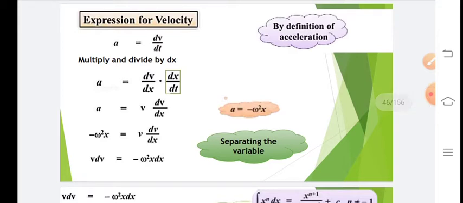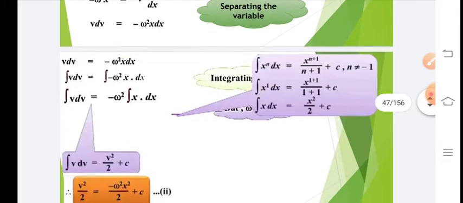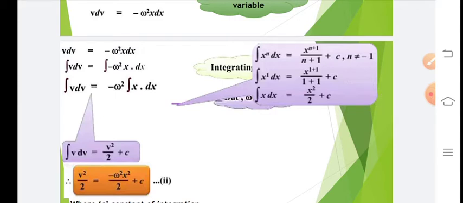As we know, a is equal to minus omega square x. Therefore, put this value in this equation. So minus omega square x is equal to v into dv by dx. Multiplying dx across, v dv is equal to minus omega square x dx. Separating the variables, we get v dv is equal to minus omega square x dx. So integrate this equation: integration of v dv is equal to integration of minus omega square x dx.